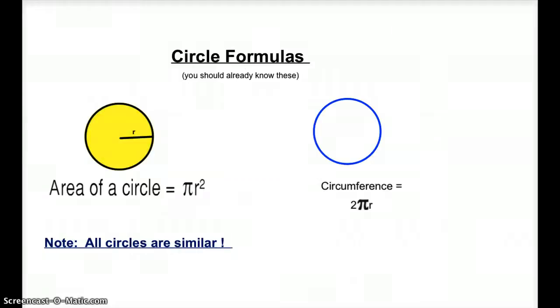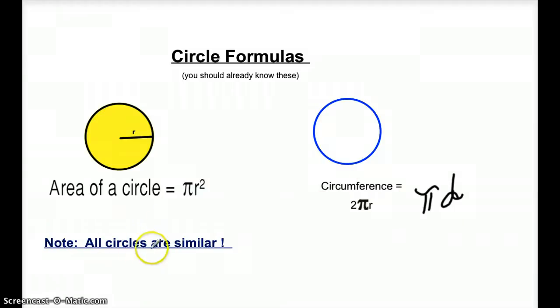Here are some circle formulas that you should already know. The area of a circle can be calculated by using the formula pi r squared, where r represents the length of the radius of the circle, and the circumference of a circle, which remember is the distance around a circle, can be calculated using the formula 2 times pi times the radius. Or, if you prefer, you can write that as pi times the diameter. It's an equivalent form of the circumference.